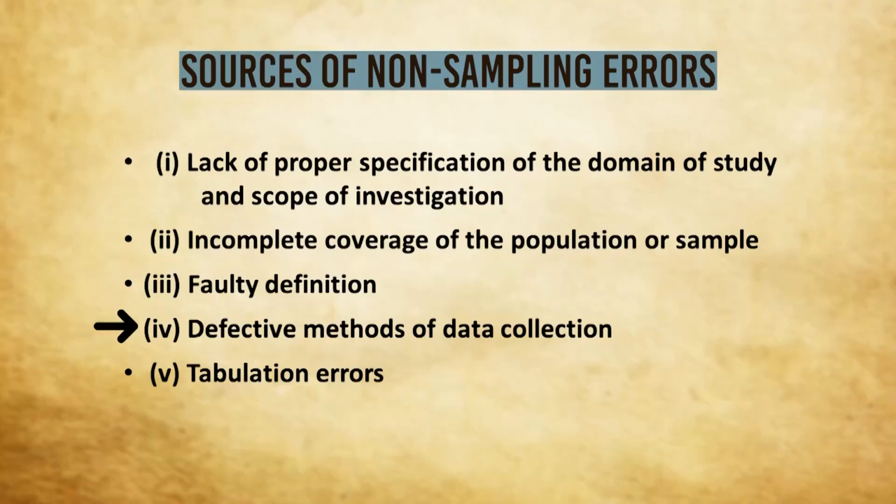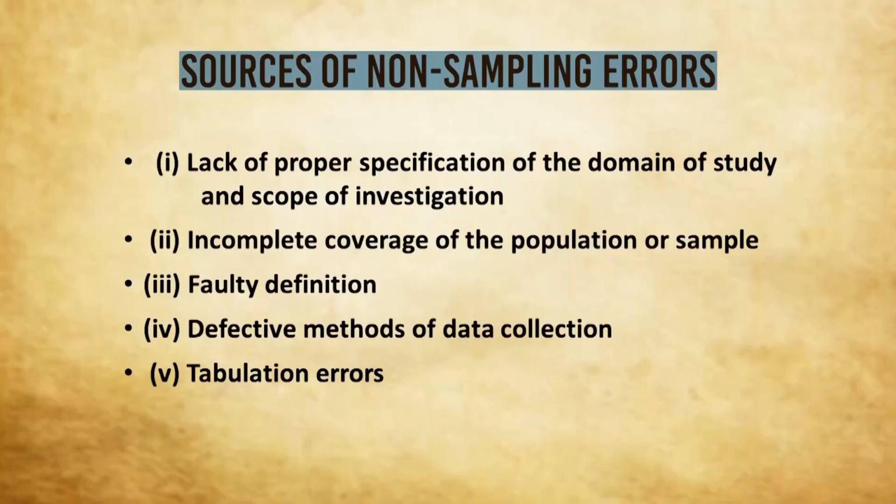Defective methods of data collection. Sometimes we do not collect data randomly at all. We go to an individual, collect data, and ask that individual who are his known persons. Then we collect data from those known persons, which is easier. But this is not random sampling. So this is a faulty method of collecting the data. And finally, when we tabulate the data, a lot of errors occur. So one thing is to be kept in mind before doing any kind of statistical analysis: we have to scrutinize the data properly.